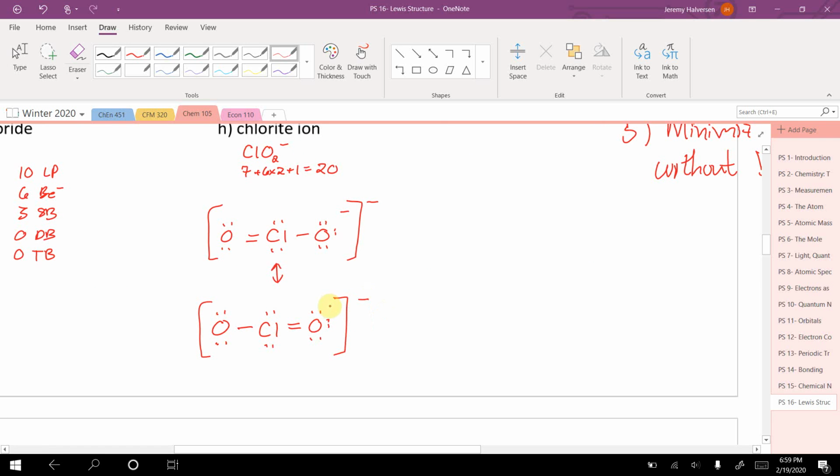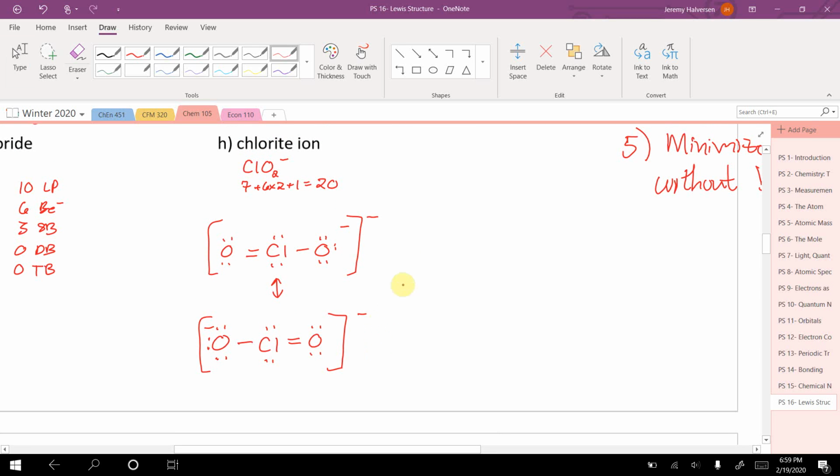And this now has a formal charge negative there. Overall, there we go, overall negative. So that would be everything you need to draw for a chlorite ion.